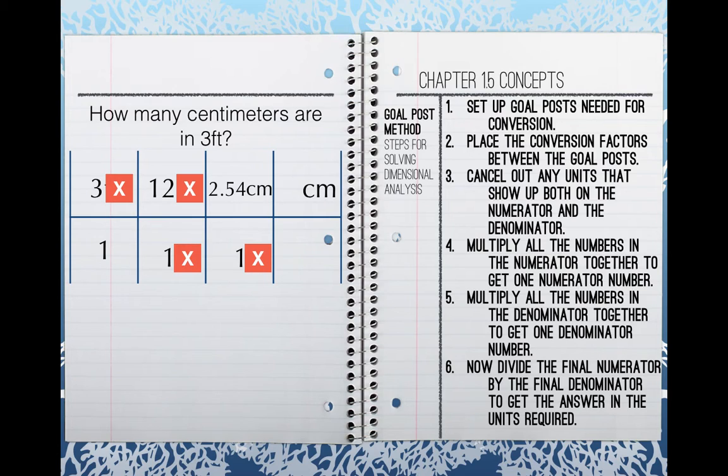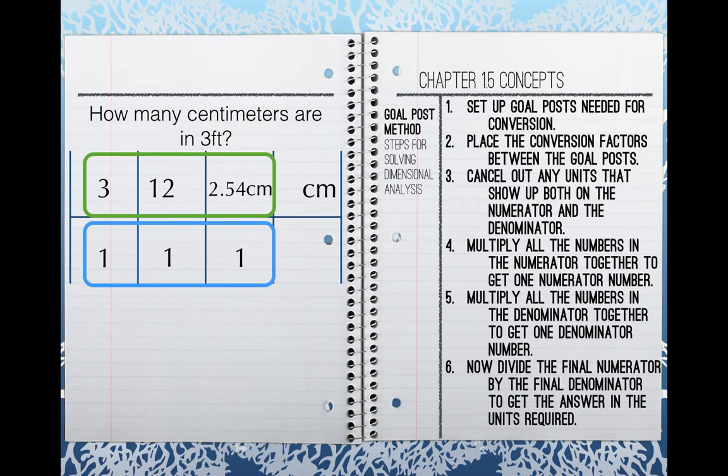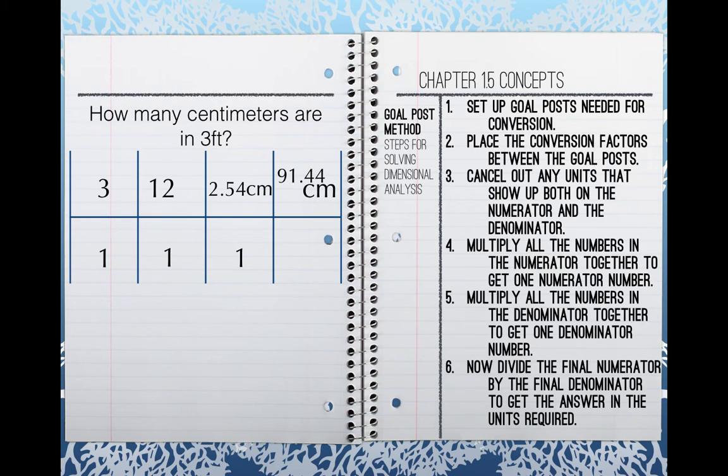You're going to multiply all the numbers in the numerator together, then all the numbers in the denominator together. You'll see my units are missing because we've already gotten rid of them with cross cancellation. So in green in the numerator, I have 91.44. In the denominator, 1, because 1 times 1 times 1 is 1. Step 6 simply is to divide the final numerator by the final denominator to get the answer required. So you divide it out and get your final answer, which is how many centimeters are in 3 feet: 91.44 centimeters.